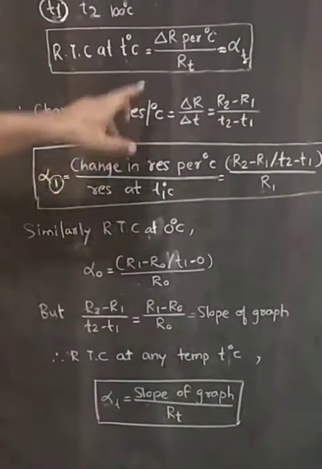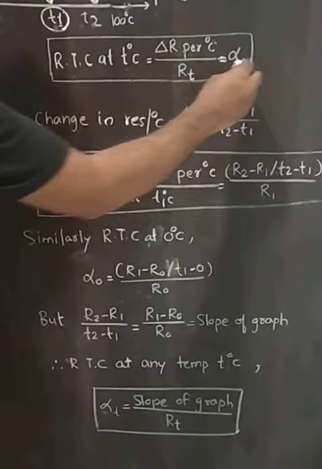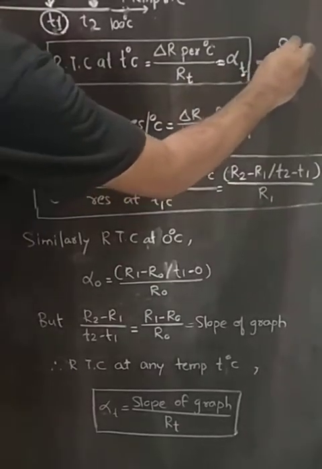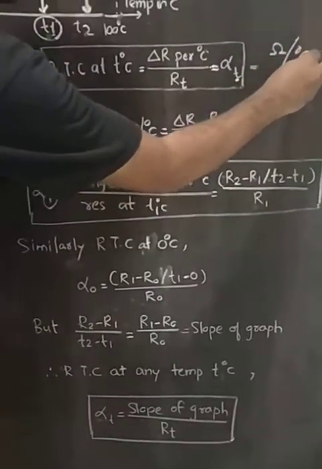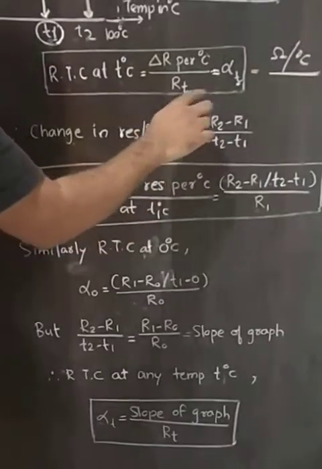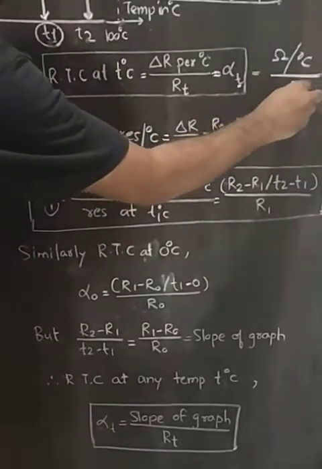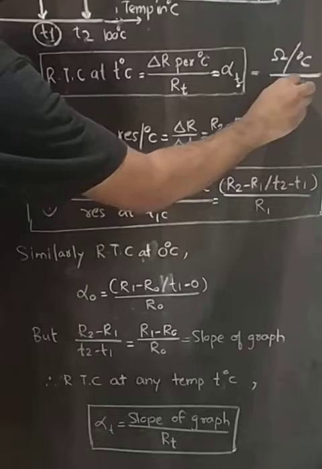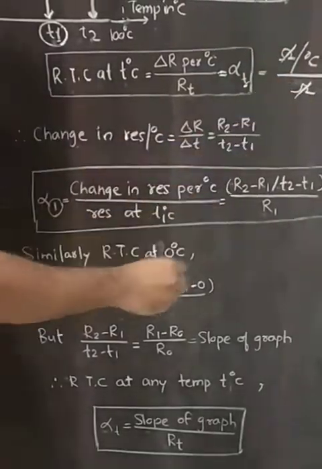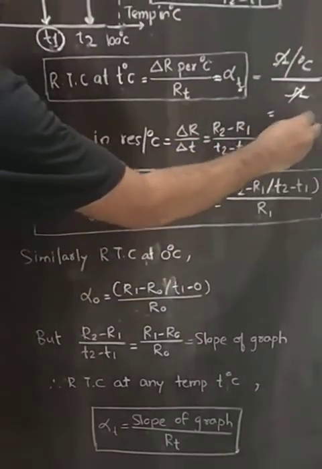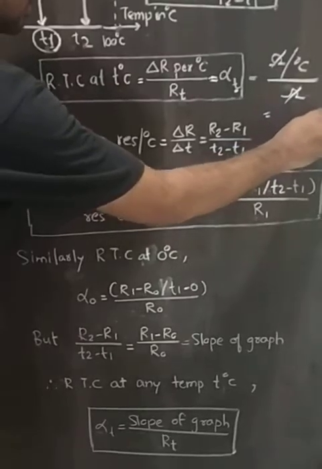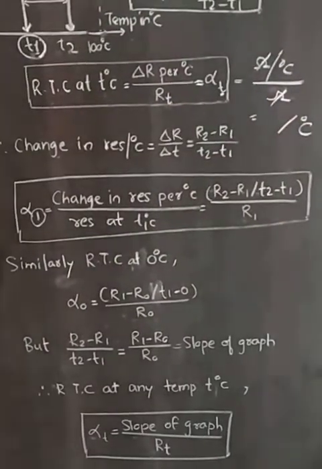Now what is the unit of this RTC? Change in resistance is nothing but ohm divided by degree Celsius, and resistance at T degree Celsius is in ohm again. So this ohm gets cancelled. So the unit of RTC is per degree Celsius. Thank you.